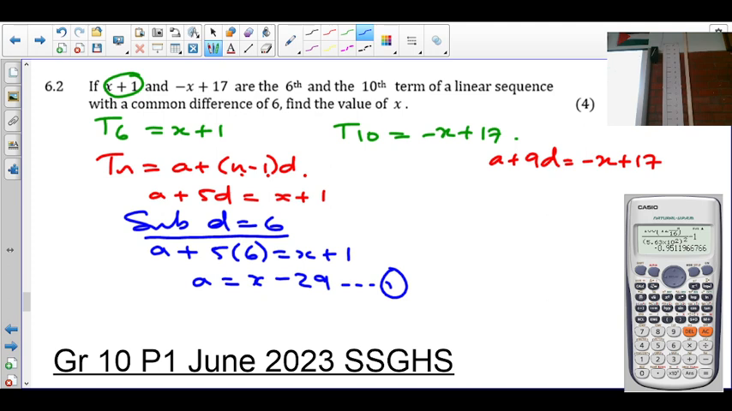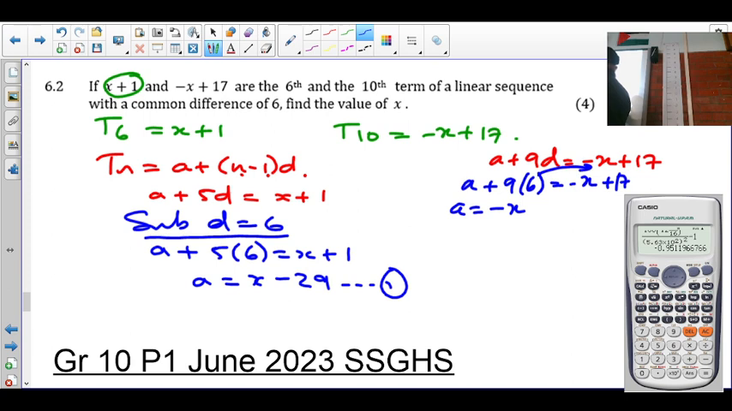Okay. So on the other hand, the other side, that will be a plus 9 times 6 equals negative x plus 17. So a is equal to negative x. Now 17 minus 54. What's 17 minus 54? 17 minus 54 is going to give an answer of negative 37. Negative 37, and this is equation 2.